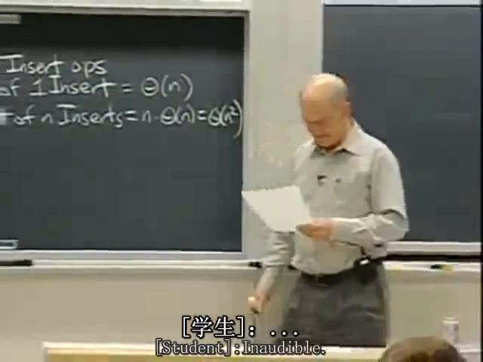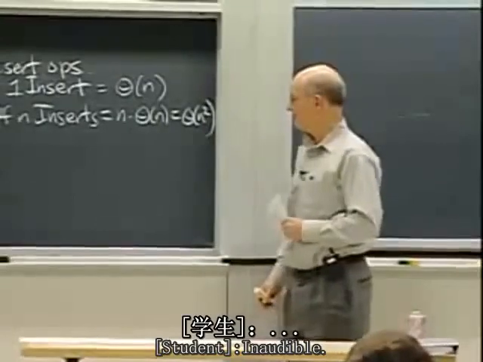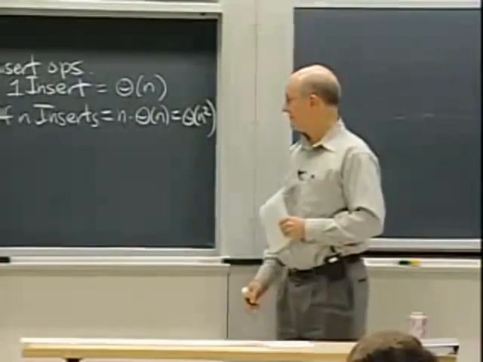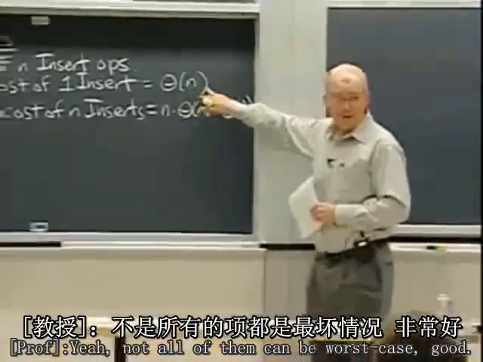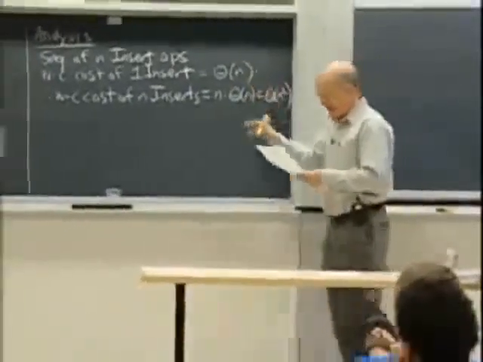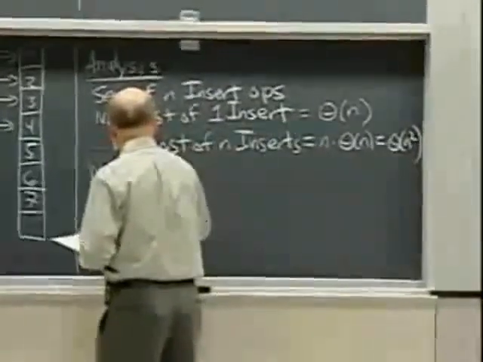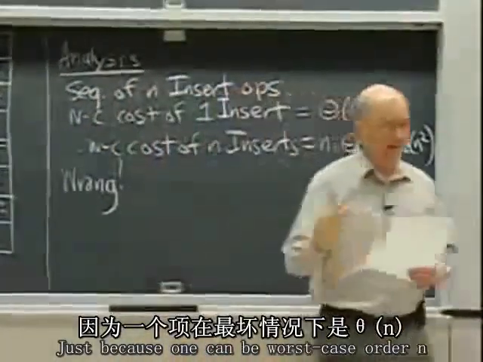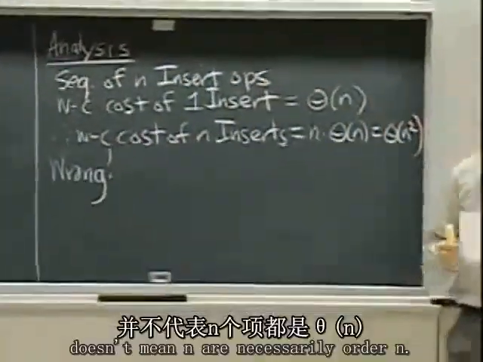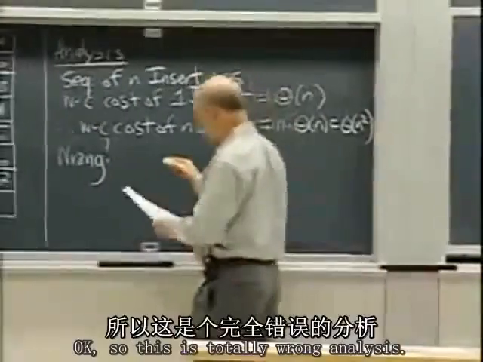You're not going to have good inserts. Not all of them can be worst case. Yeah, not all of them can be worst case. Good. Okay? And in fact, this is totally wrong analysis. Just because one can be worst case order n doesn't mean n are necessarily order n. So this is totally wrong analysis.